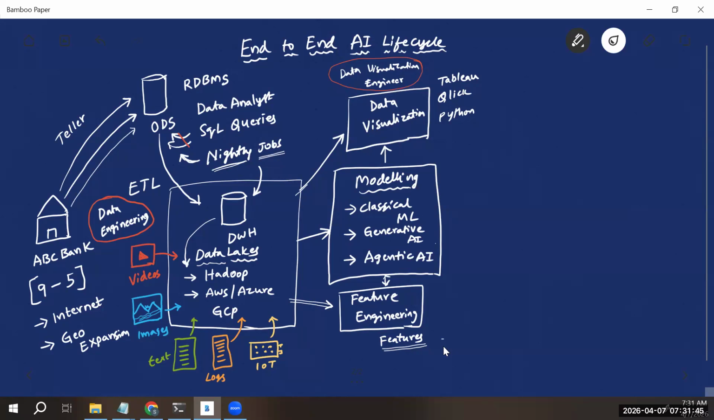But this is the central important piece, which will help us create AI models. AI models can be classical models, the traditional machine learning models, or they can be generative models or agentic models. Or we can create agents with that as well.